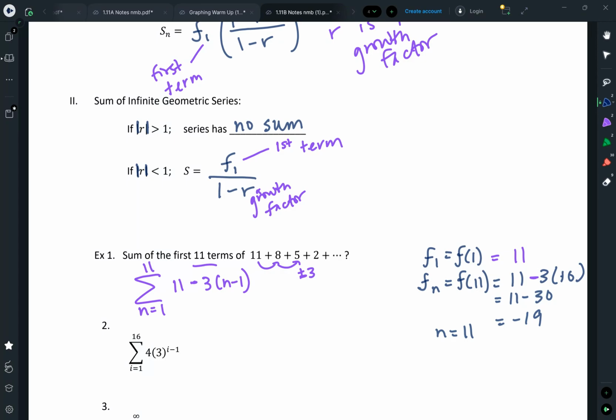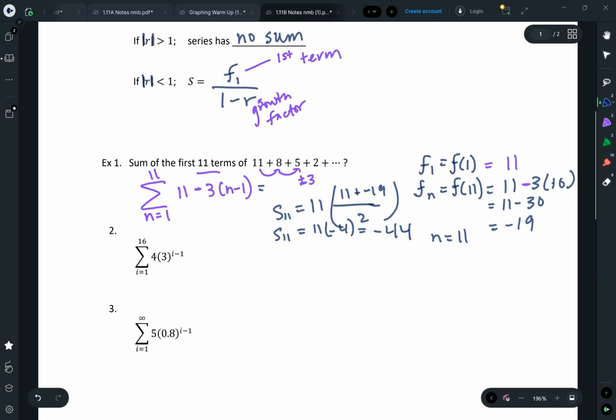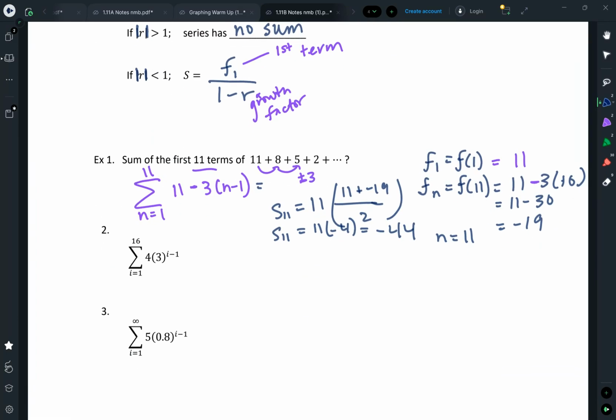Okay, so now I set up my formula. My sum of my first 11 terms, I could just write an equals here too. That just means the sum of my first 11 terms as well is going to be 11 times first term, 11, plus last term, negative 19, divided by 2. So 11 plus negative 19 is negative 8 divided by 2, so negative 4. 11 times negative 4 is going to be a negative 44. I'm kind of running into the next problem here. All right, so it's formulas to memorize, right? But then we're just plugging things in.